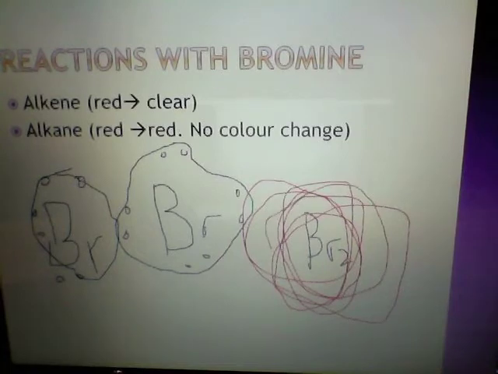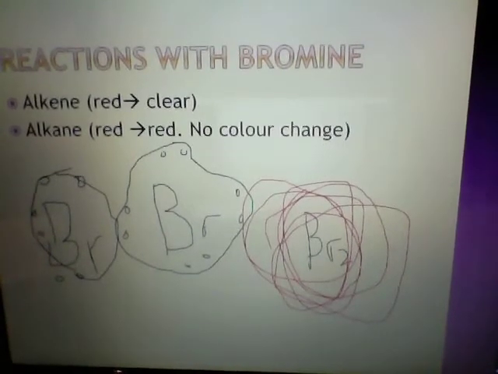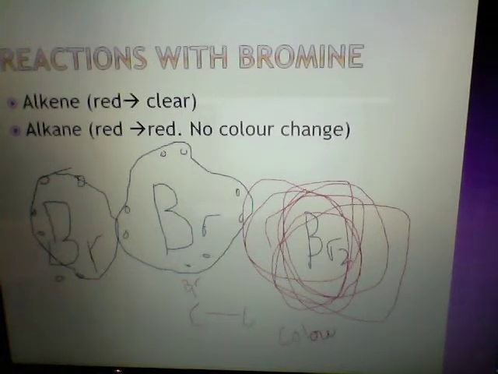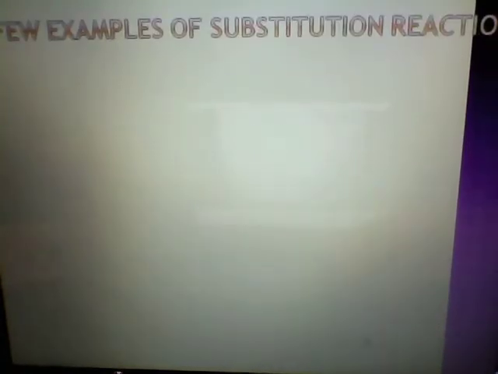Bromine by itself, single bromine, or bromine connected to carbons, bromoethane, is colorless. So this should be a clue as to what is happening here. So, examples of substitution reactions.